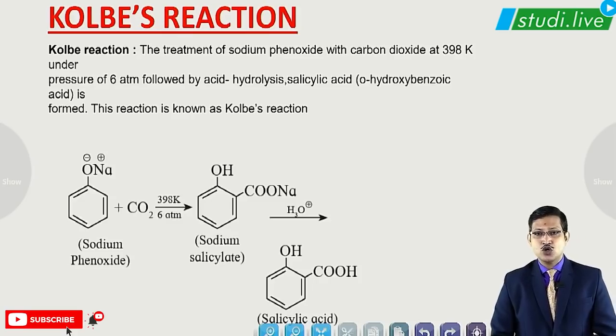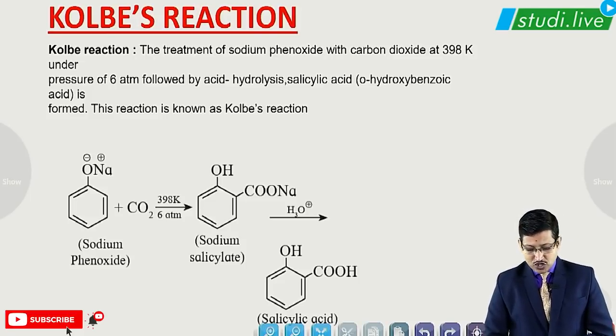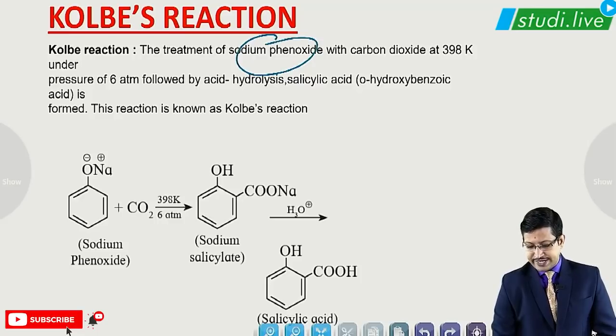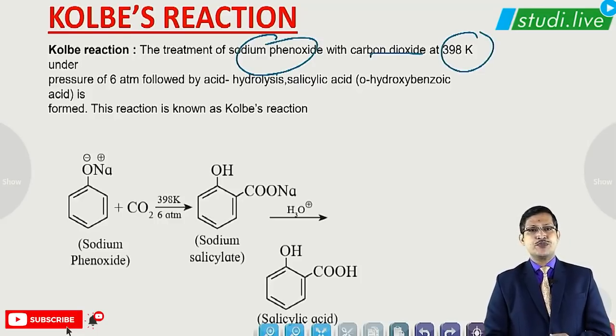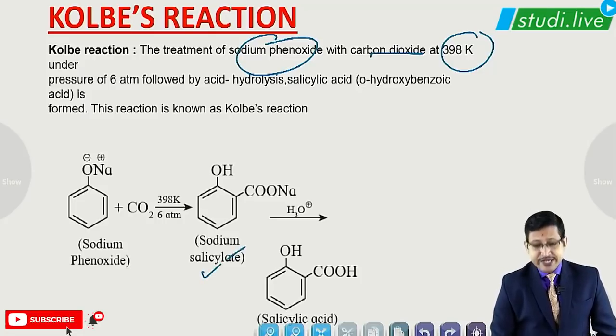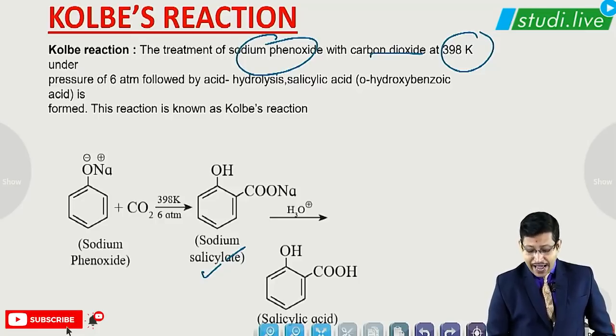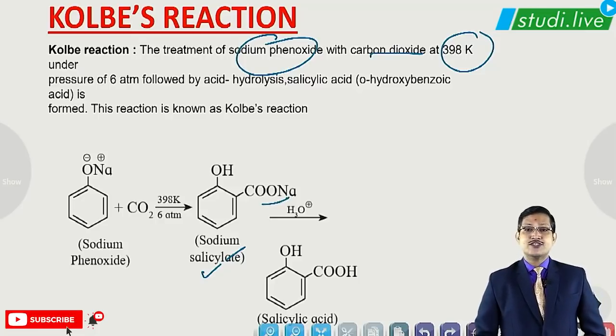The next one is Kolbe's reaction. In case of Kolbe's reaction, it is the treatment of sodium phenoxide with carbon dioxide at about 398 Kelvin. So when sodium phenoxide reacts with carbon dioxide at about 398 Kelvin, first step, it gives you sodium salicylate. So benzene ring with OH and COONa, that is called as sodium salicylate.